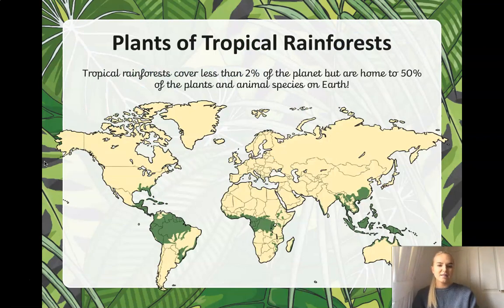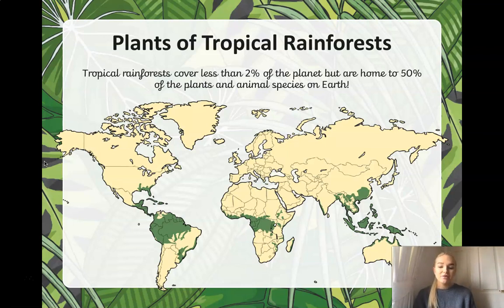But to start off, we need to understand that there's actually lots and lots of species of plants and animals. If you look at this map of the world, you can see in green, that is where the tropical rainforests are. Now, of the whole planet, the tropical rainforests only cover less than 2% of the planet. That is not a lot of room for tropical rainforests in the world. But amazingly, they are home to over 50% of all the plant and animal species on Earth. Wow. So that means over half of all the plants and animals live in the tropical rainforest, even though it only covers less than 2% of the planet. My goodness, that is a lot of plants and animals in one place.